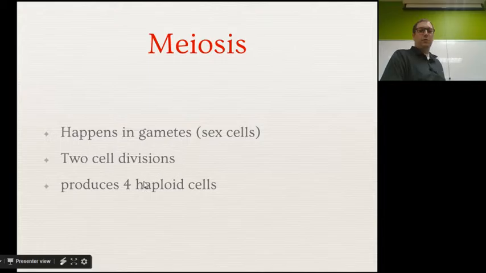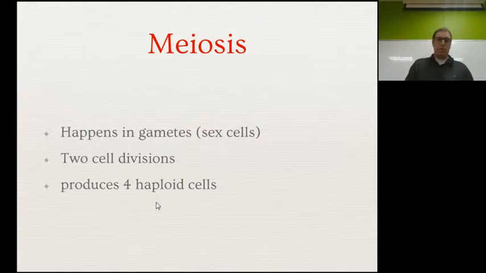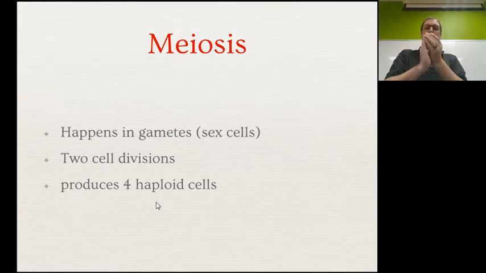So this is a new word for us right here, haploid. Your normal cells are diploid. You have two copies of every chromosome. A haploid cell has one copy of every chromosome. So if I give a haploid cell from your mom and a haploid cell from your dad, I get a diploid cell that makes you that has all of your chromosomes.